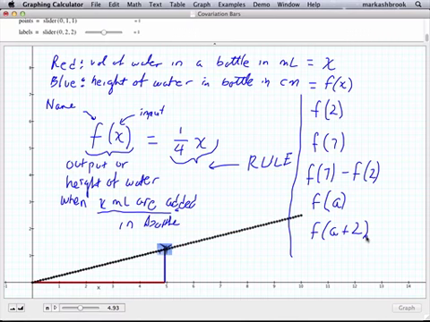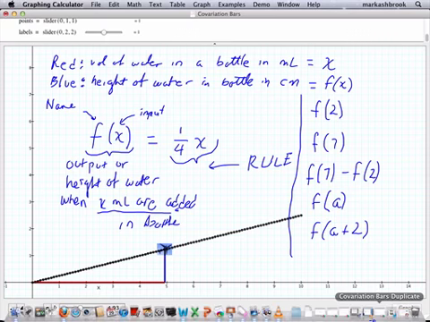I got two more for you. Keep going. Two more. F of A plus 2. We want very precise meanings for each of these. Very precise.